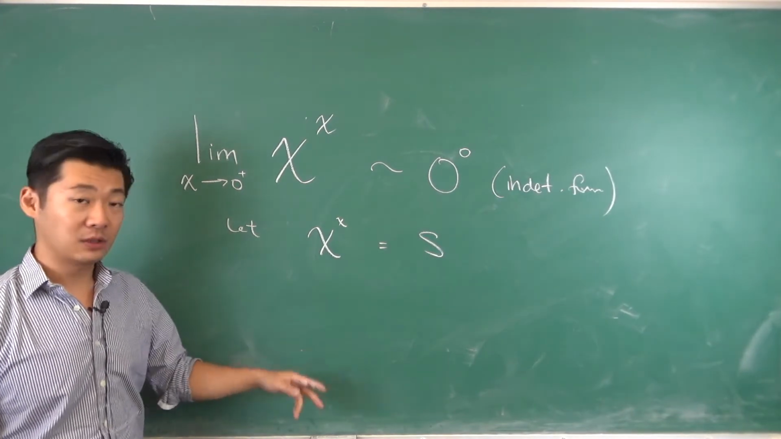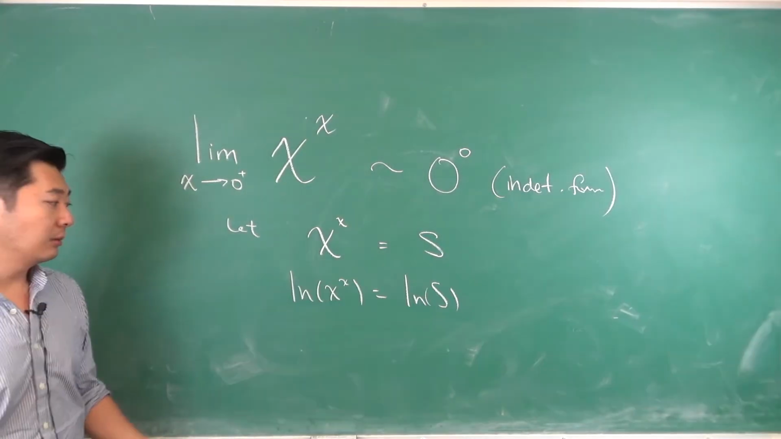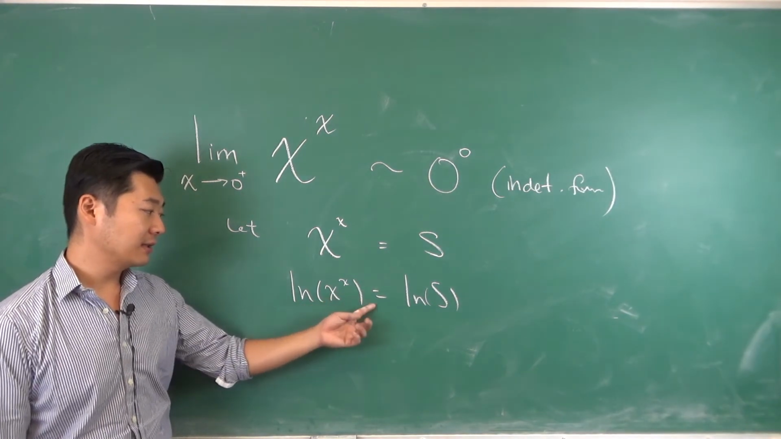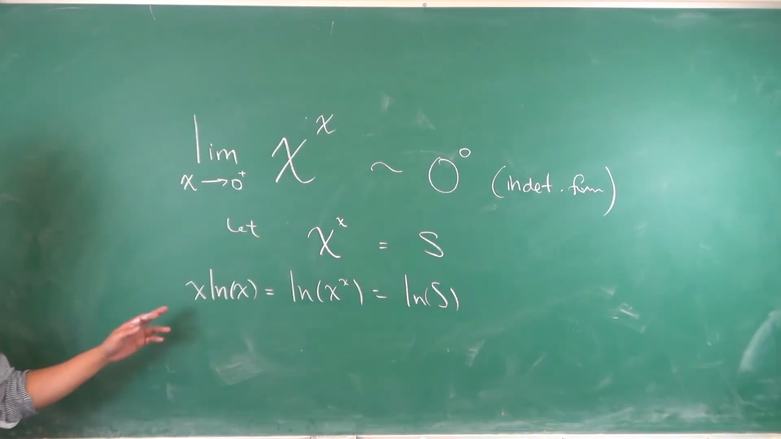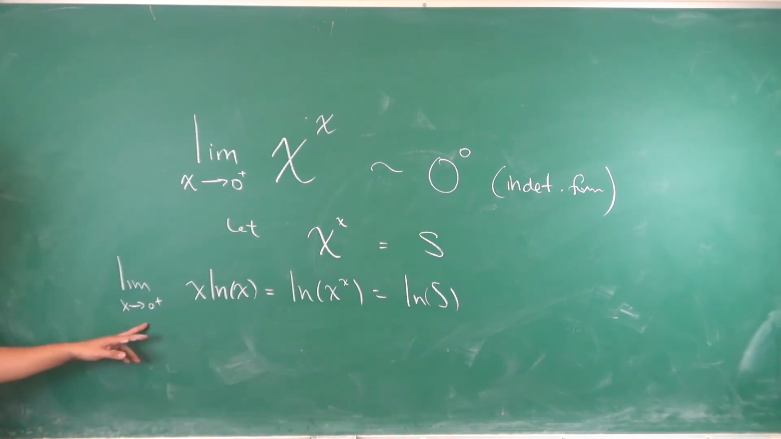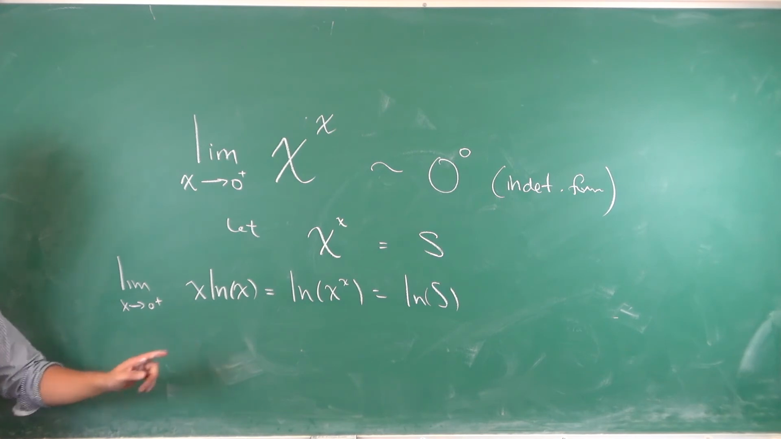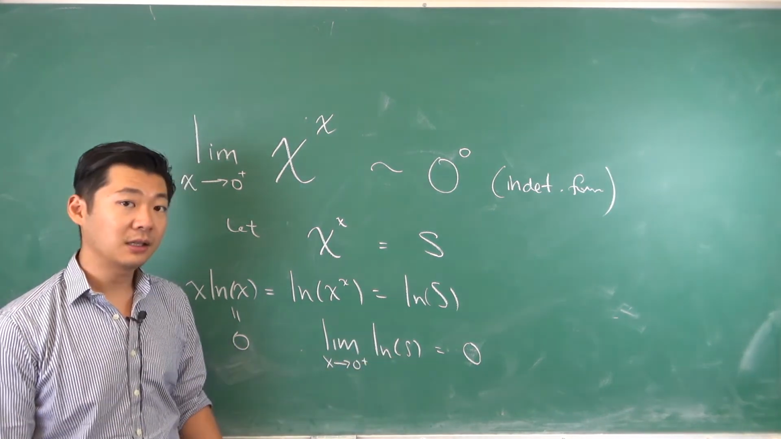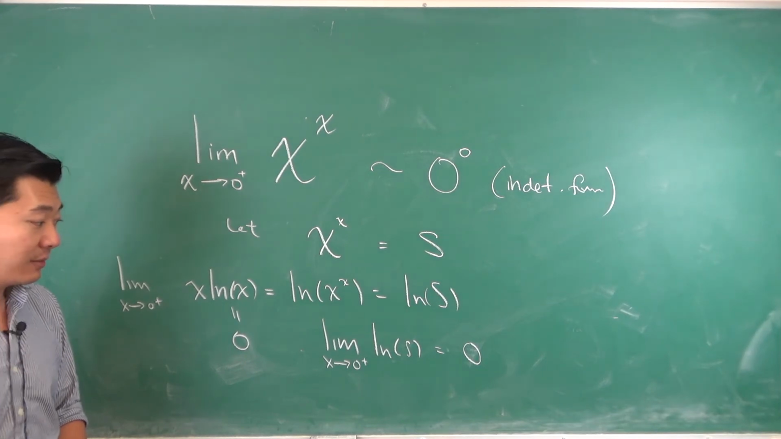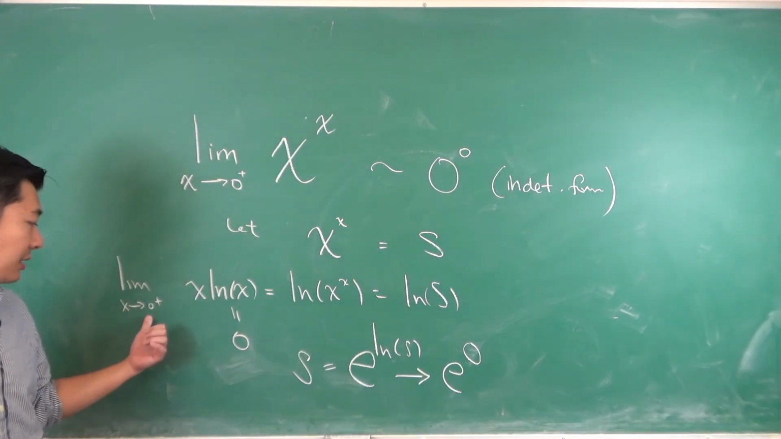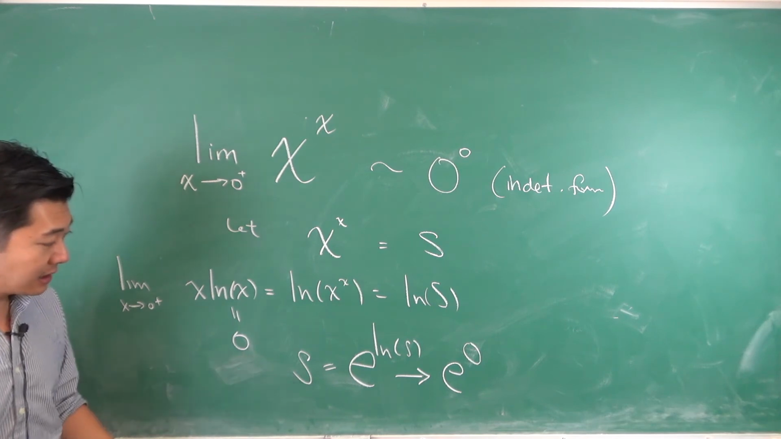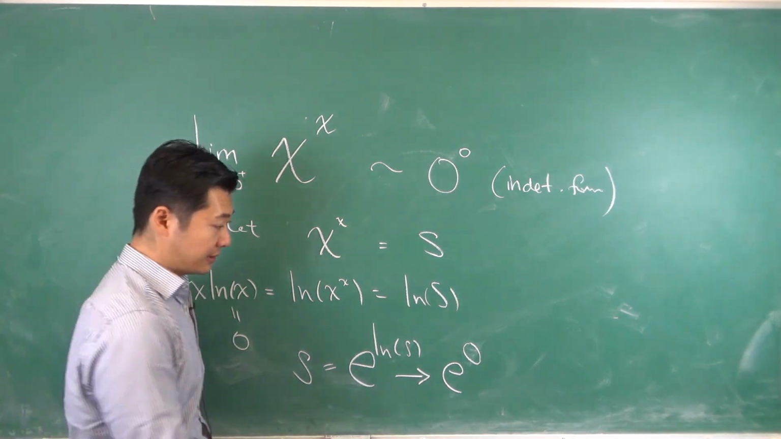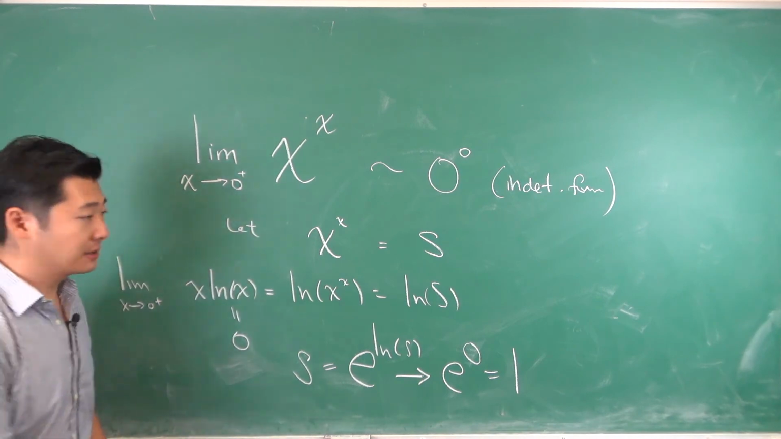Let's let x to the x equal s. Then taking natural log, we'll have natural log of x to the x equals natural log of s. But this is x times natural log of x. And so now taking the limit as x goes to 0 of x times natural log of x, we just did this. This limit is 0. So the limit as x goes to 0 of natural log of s is 0. Meaning, if we exponentiate both sides, the limit as x goes to 0 from the right-hand side of s is e to the 0, which is 1. So this limit is 1.